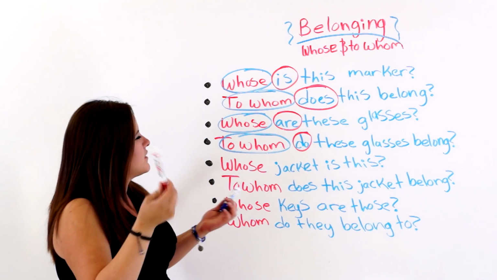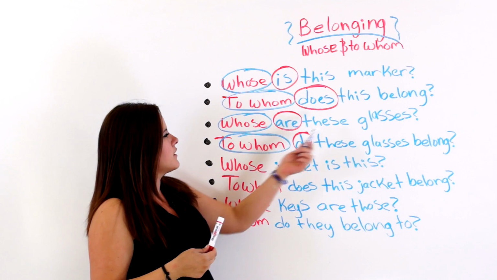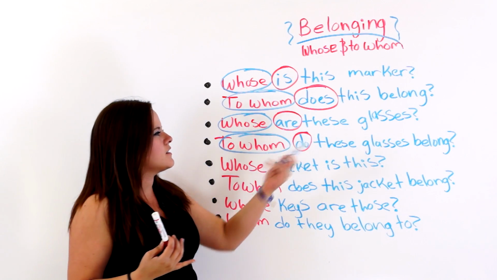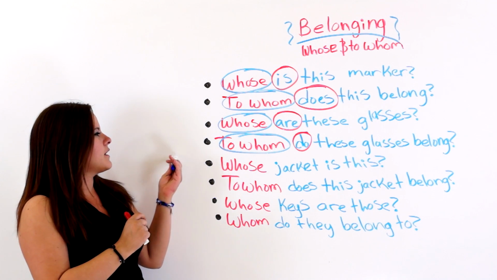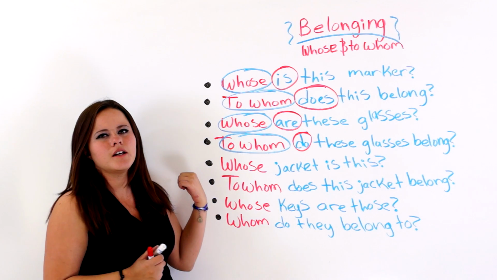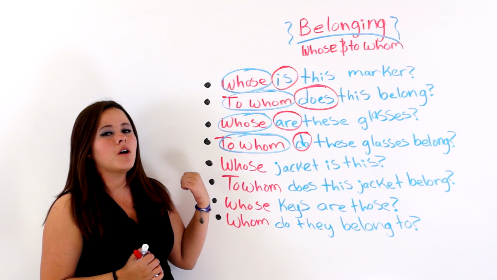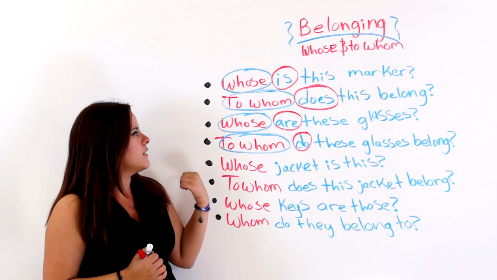A marker. Whose is this marker? But right here, we're talking in plural form. Whose are these glasses, okay? If we were talking about this board right here, we would say, whose is this board, right? But if we were talking about two, whose are these boards, okay?